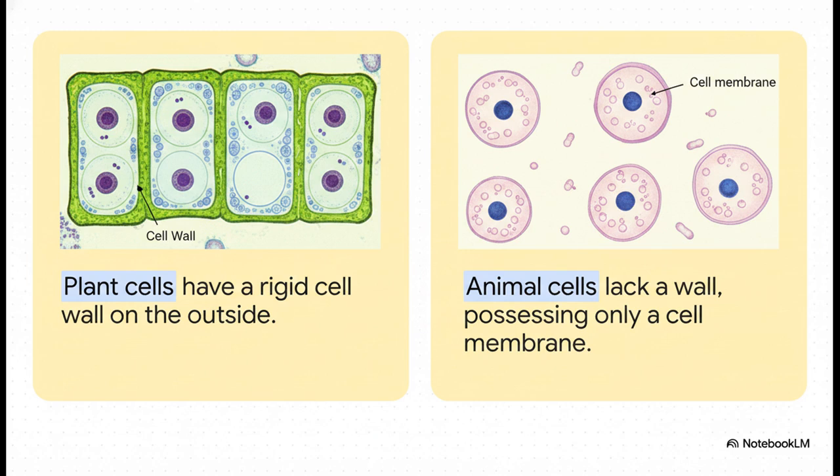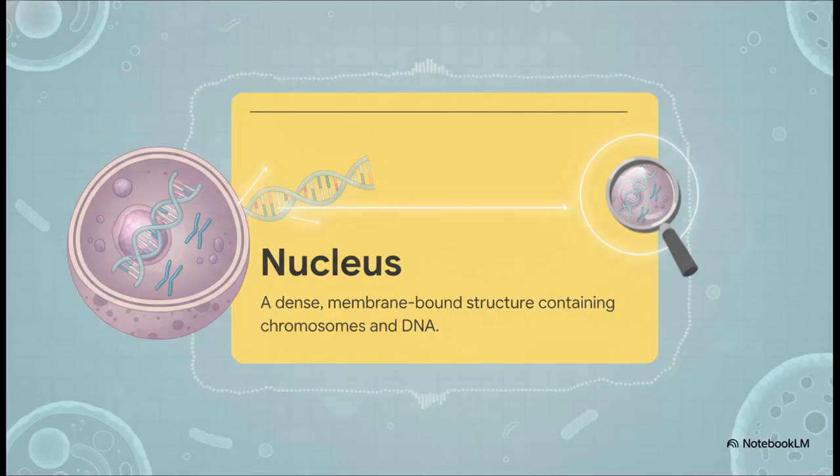This cell wall is typically made of cellulose, and it provides massive structural support. It's literally what allows plants to stand upright without having a skeleton. Animal cells, on the other hand, they lack this rigid wall entirely. They rely solely on that outer cell membrane as their delimiting structure, which gives them the flexibility required for animal movement. When we push past that outer boundary and look inside, we find a dense, membrane-bound structure called the nucleus in each of these typical cells.